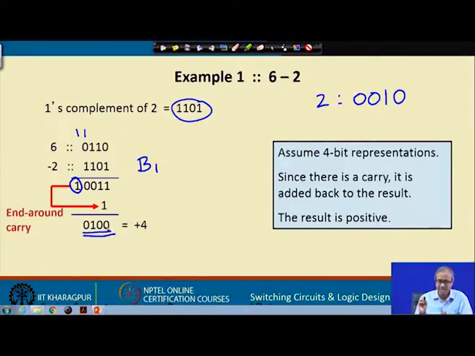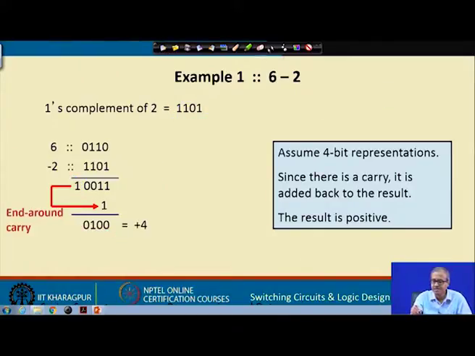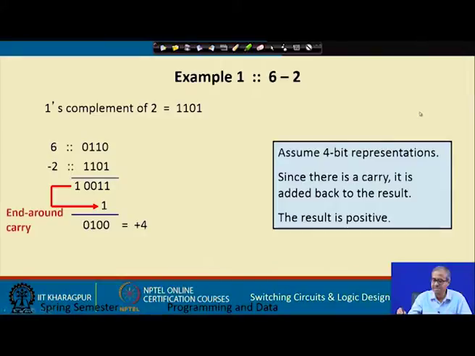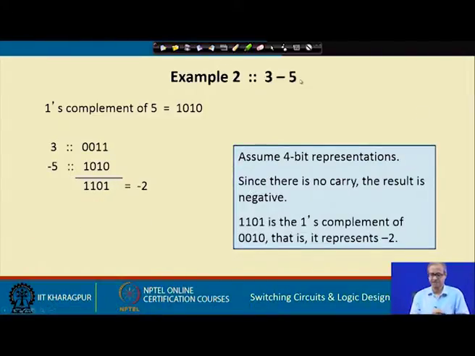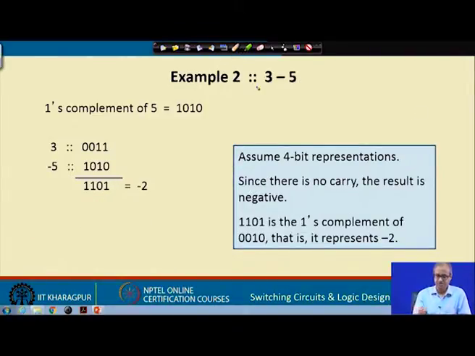So, you have done subtraction using addition only. Let us take another example where there is no end around carry. That means the result is negative. Let us take 3 minus 5. So, 3 can be represented like this, 0011, and 5 is 0101. So, the 1's complement is 1010. Add them up: 1 plus 0, 1; 1 and 1 is 0 with a carry of 1; 1 plus 0 is 1, no carry; 0 plus 1 is 1, no carry.